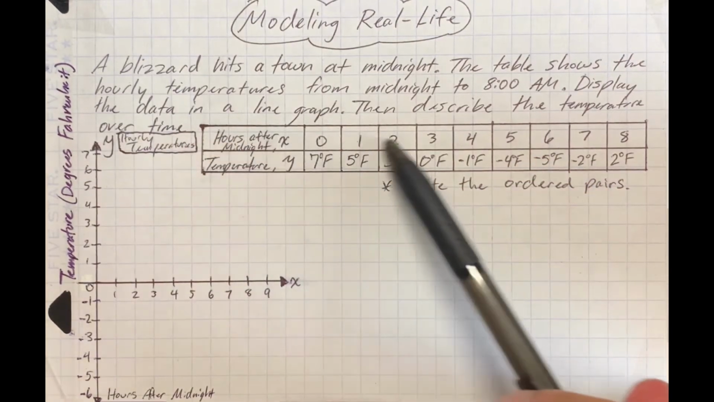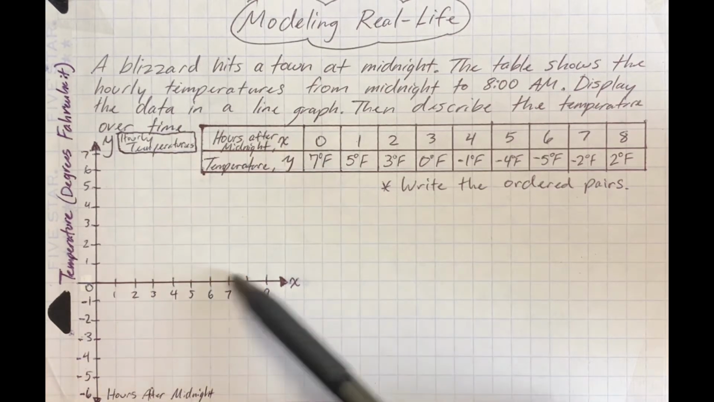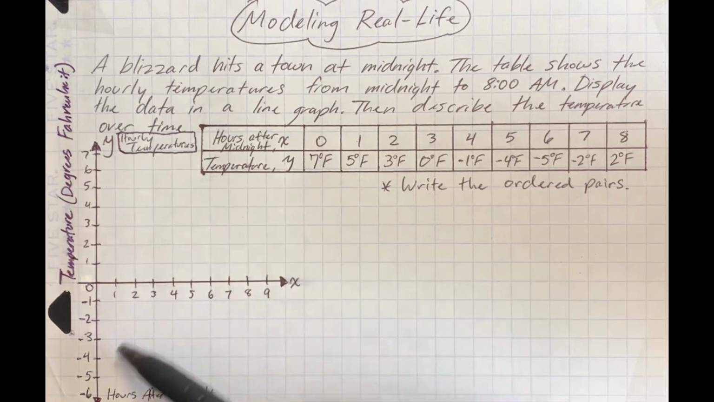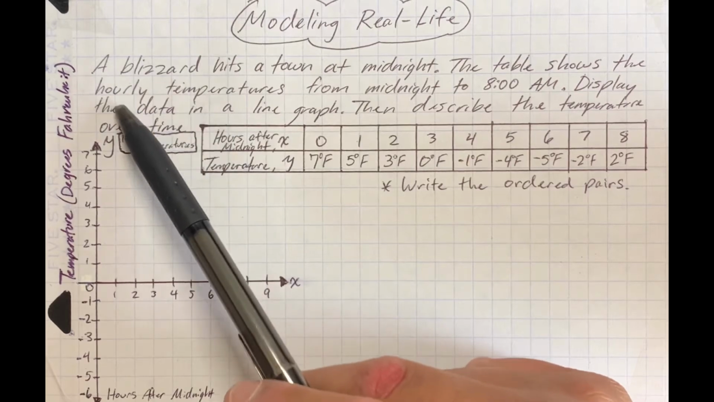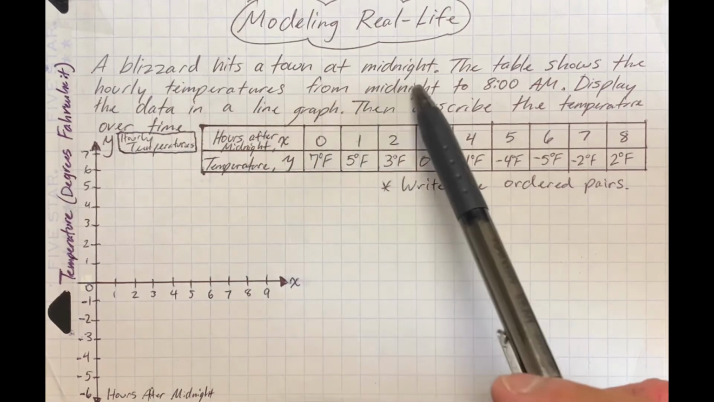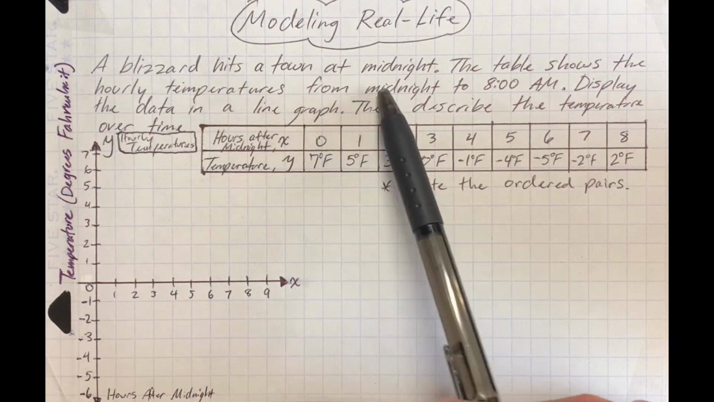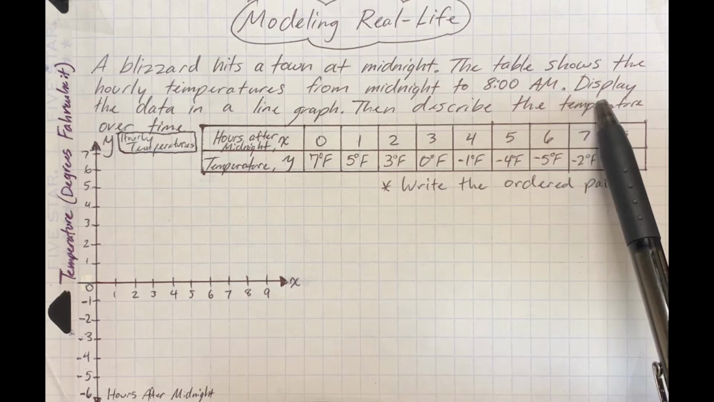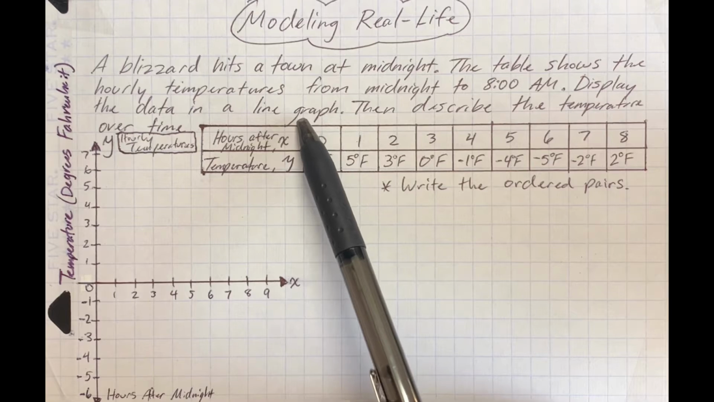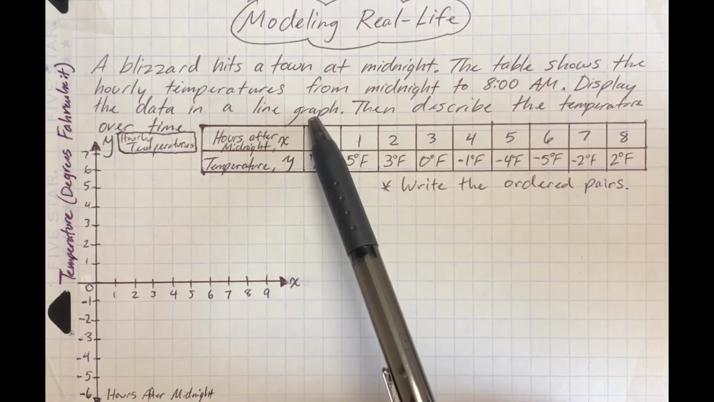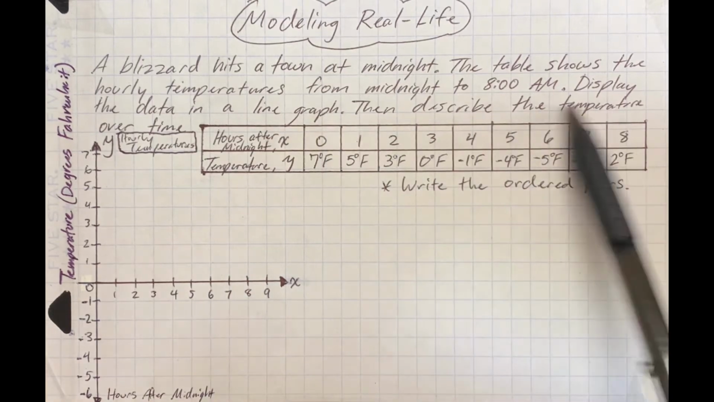Now here's a graph. Hours after midnight is your x values, and temperature is your y values, in degrees Fahrenheit. So let's read this model in real life. A blizzard hits a town at midnight. This table shows the hourly temperatures from midnight to 8 a.m. We're going to display the data in a line graph, which you'll understand soon, and then describe the temperature over time.